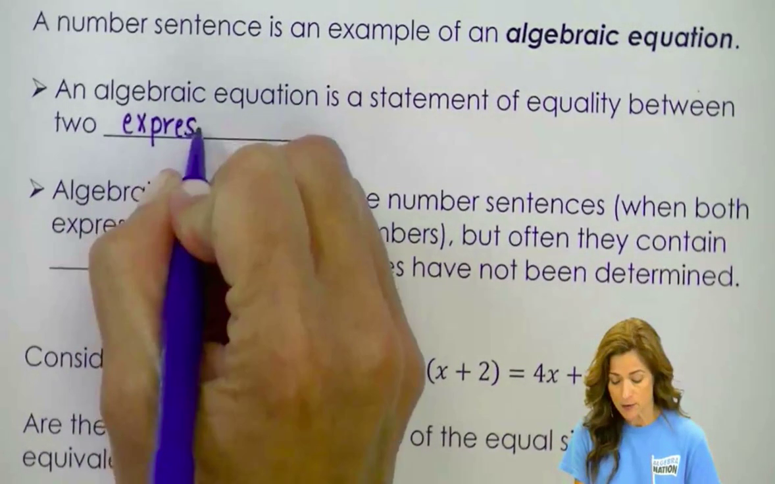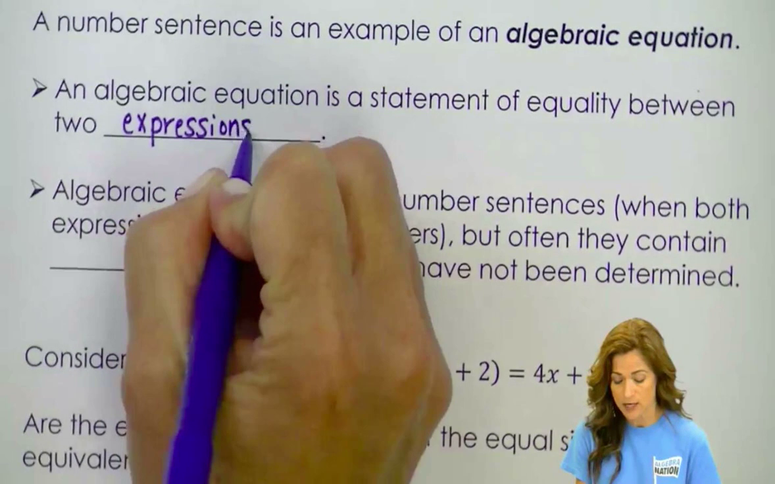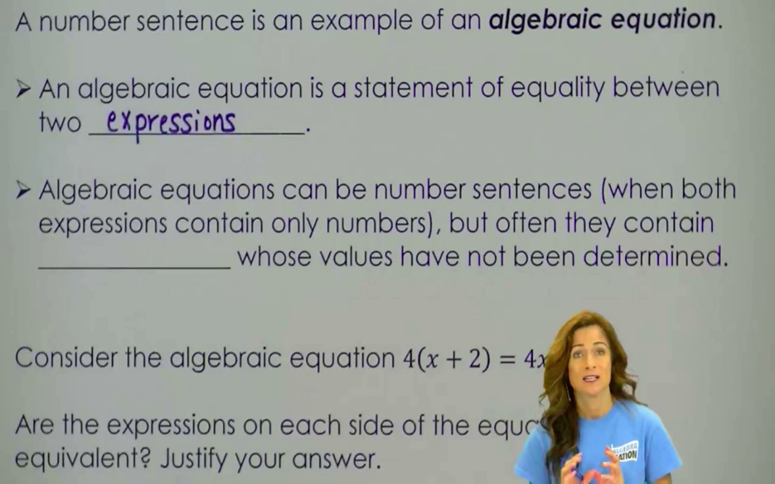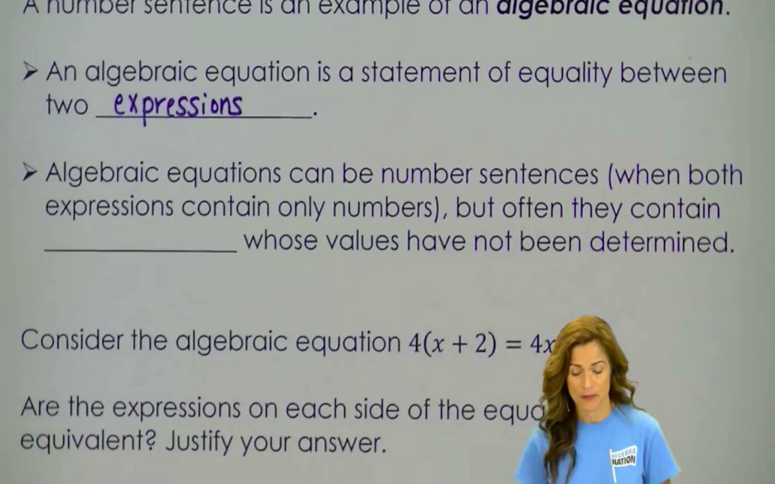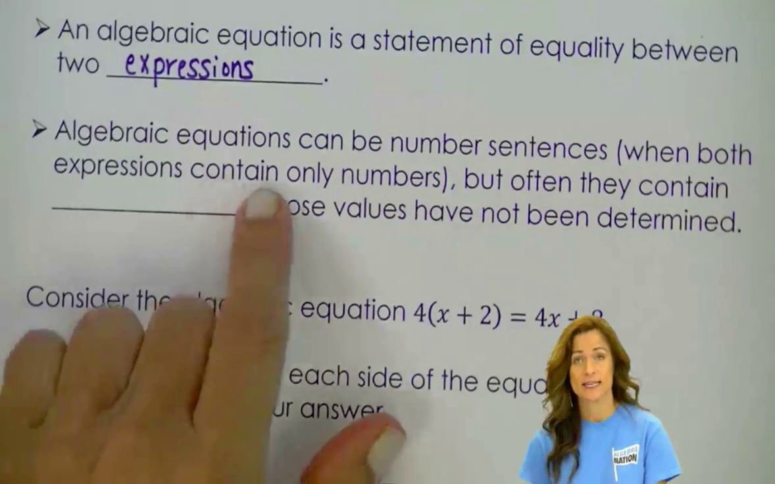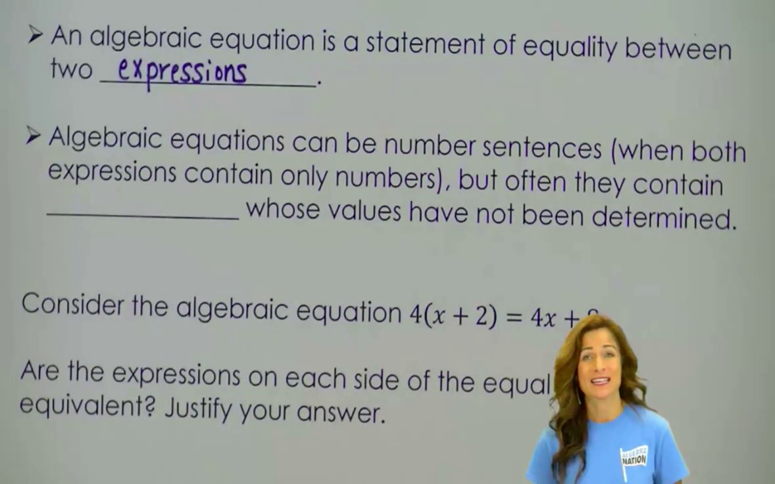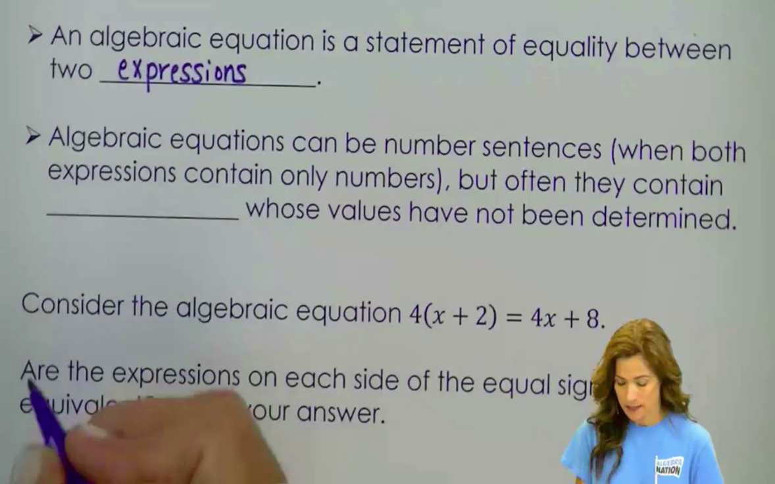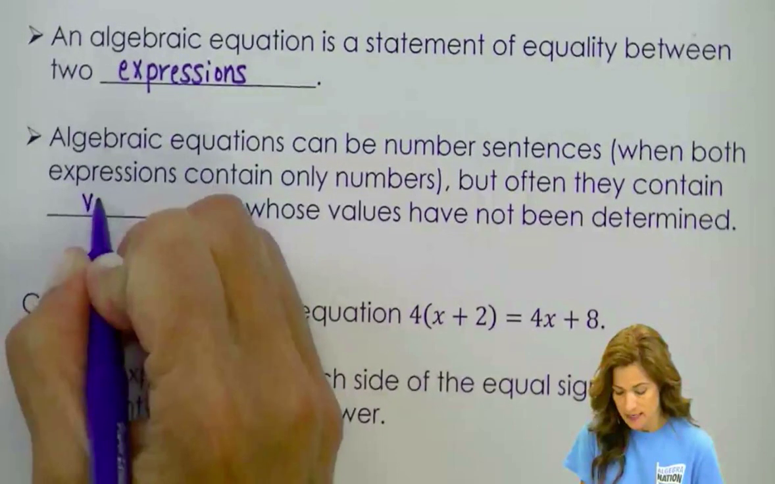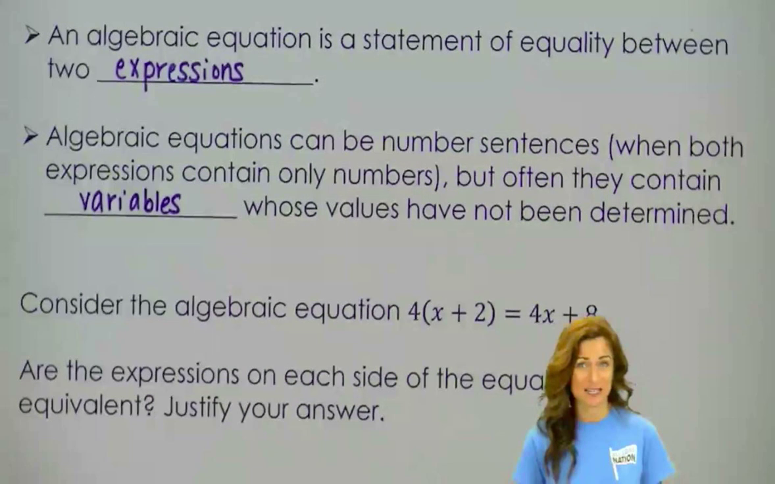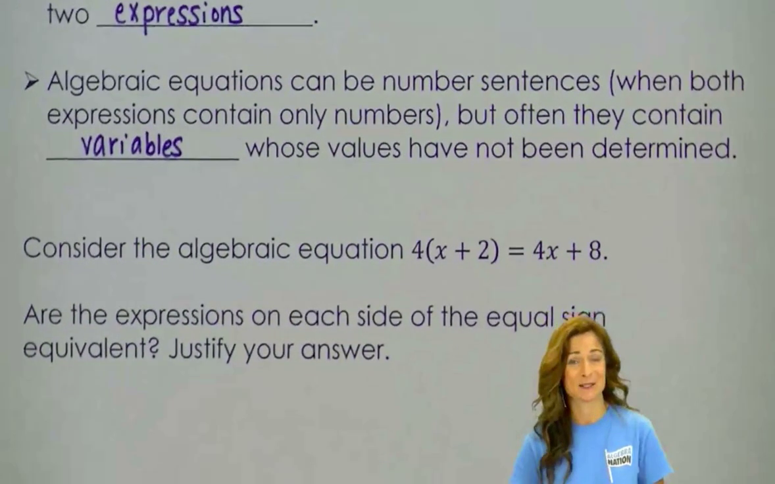Now remember, a number sentence was numerical expressions, but an algebraic equation is going to be two expressions. Algebraic equations can be number sentences when both expressions contain only numbers, but most of the time when we see them, they contain variables whose values have not been determined. Those are typically the type of algebraic equations you're going to see, like this one.